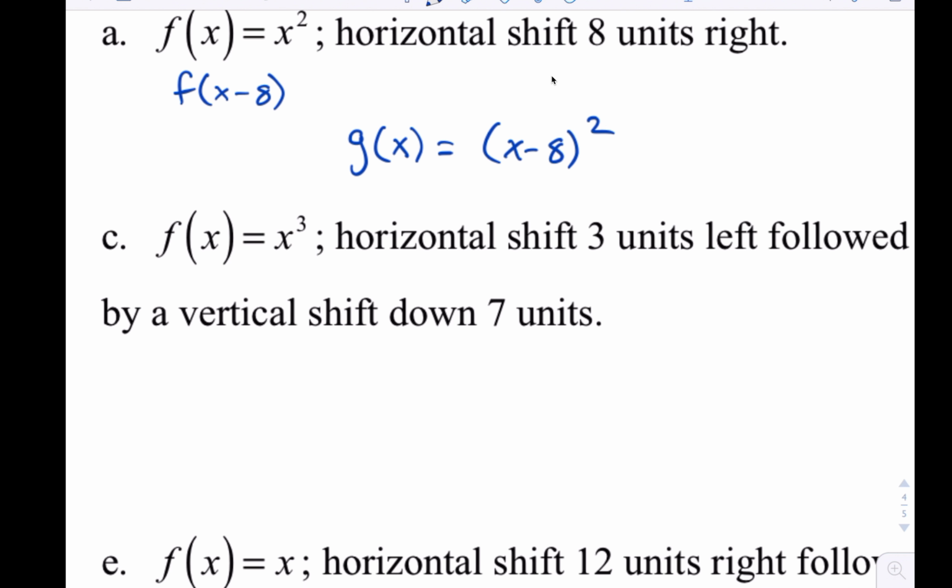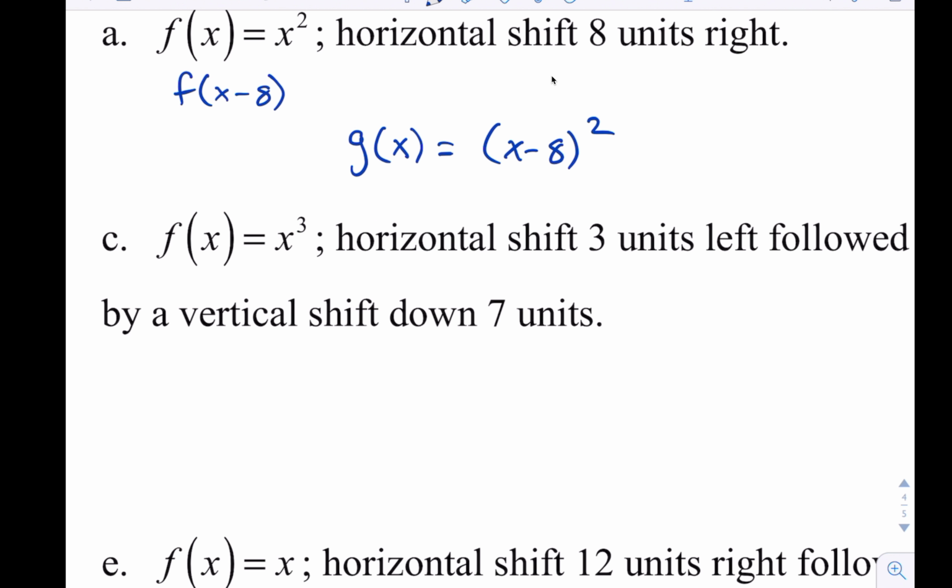Okay, letter C, f of x equals x cubed. So we have a horizontal shift left 3, followed by a vertical shift down 7. This one's pretty straightforward. So left 3 would put me at (x plus 3) cubed, and then I'm going to move that graph down 7. Okay, so that would be your new function.